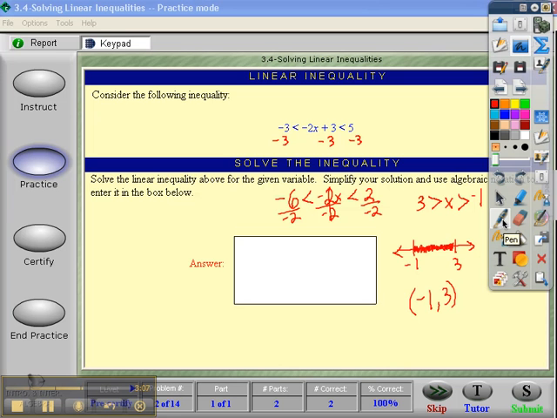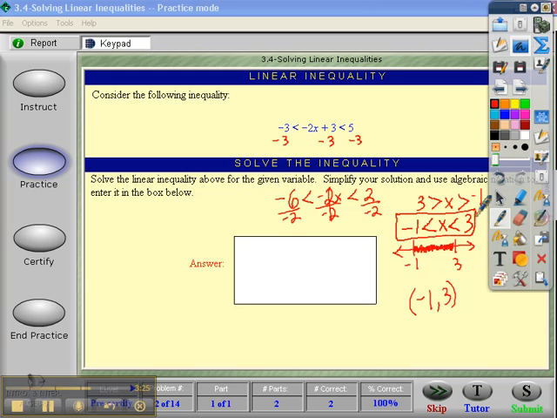I would have negative 1 on the left because it's smaller, and I want the x's that are bigger than that, so I'd change the direction of my signs as I'm doing this. And then I want it less than the 3. And this is probably a more clean way of listing that in my answer box. So that's how I'm going to enter it.